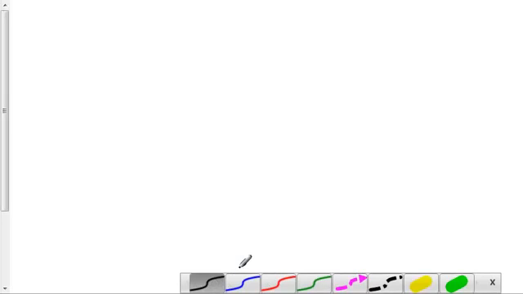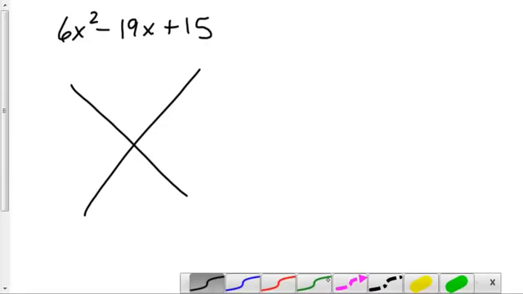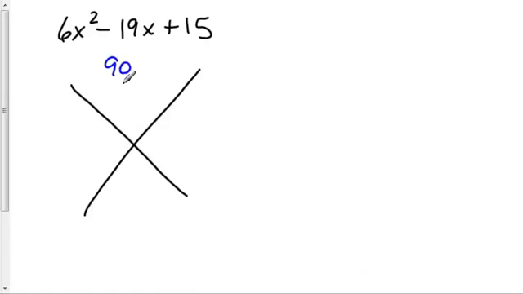In this case, we're going to have 6x squared minus 19x plus 15. Now we've gone through all the process, checking for the GCF, we've identified that it's a trinomial, and now we want to use our x. So 15 times 6 is going to give us 90. And we want to know what are the factors of 90 that are going to equal 19. So 1 times 19, or I'm sorry, 1 times 90, 2 times 45, 3 times 30.